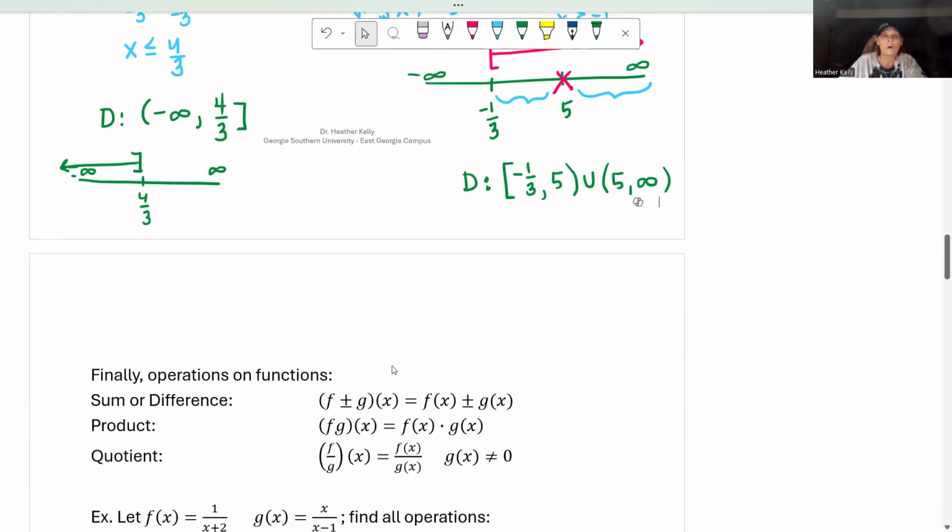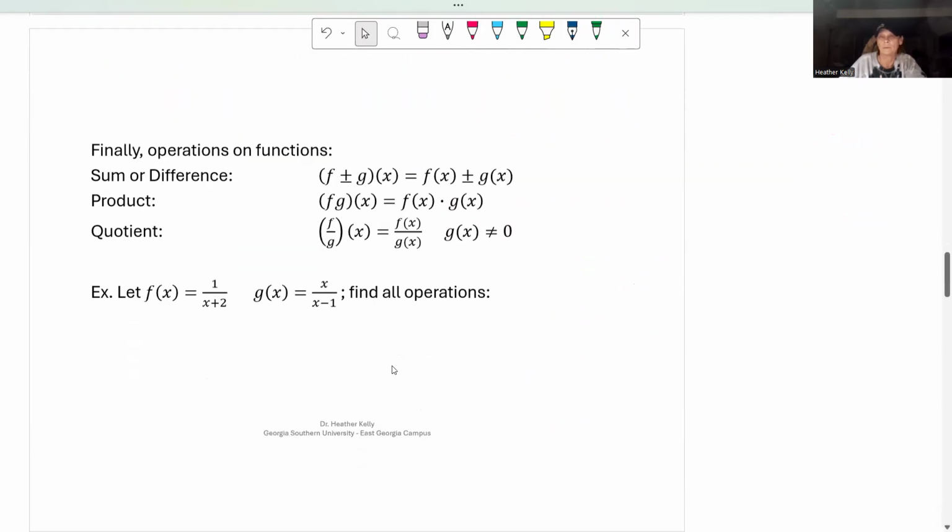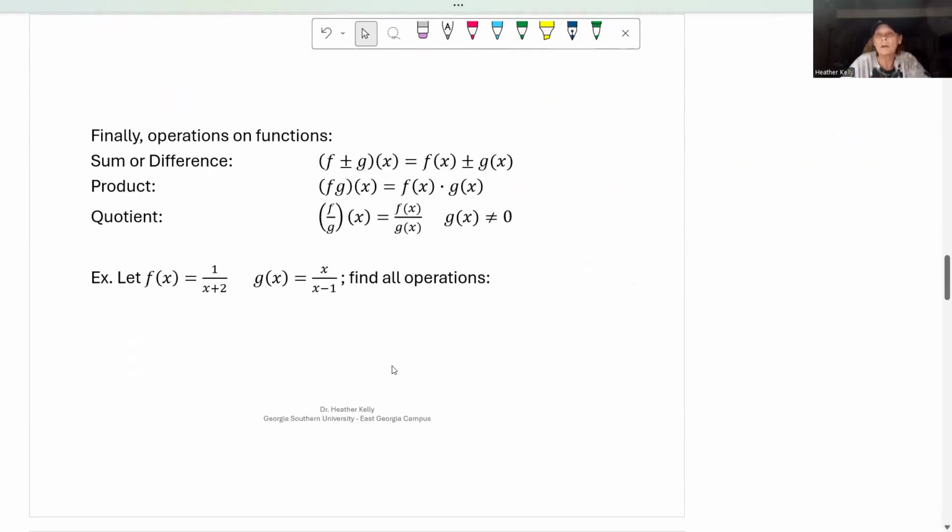Okay, let's move on from there. Now, the last topic from section 3.1, and now you can see why I cut it off and decided to move it to another lecture, is operations on functions. And this is pretty darn straightforward.